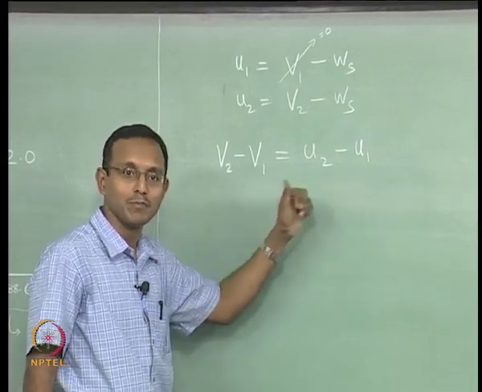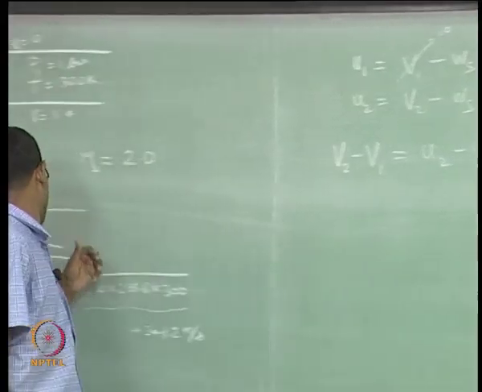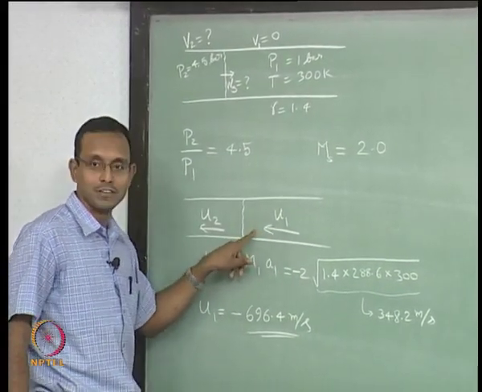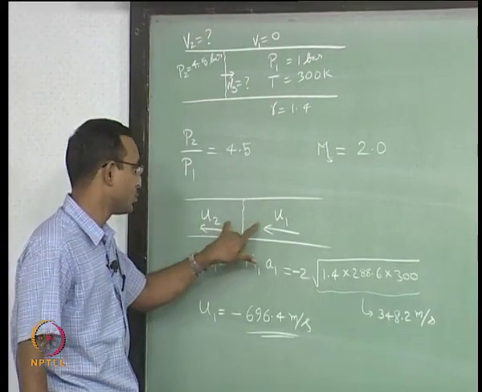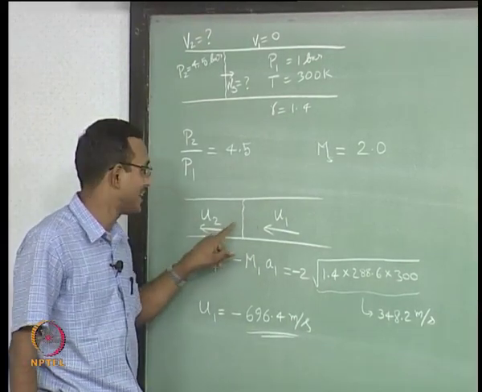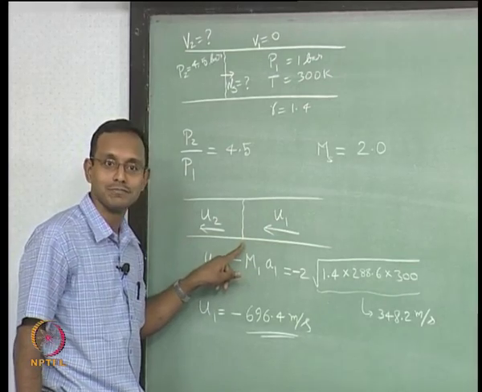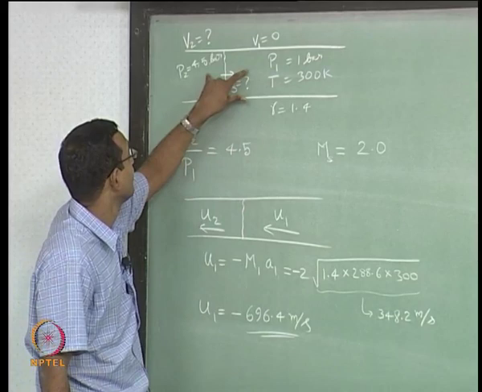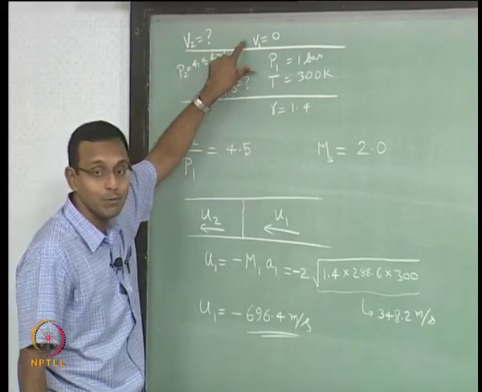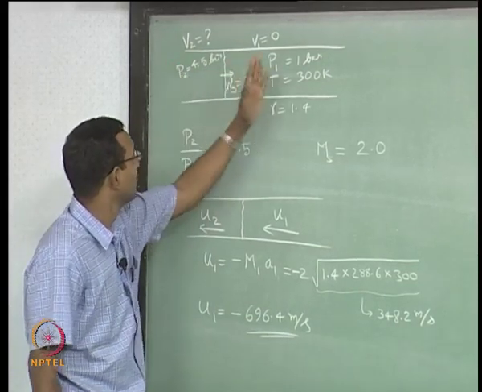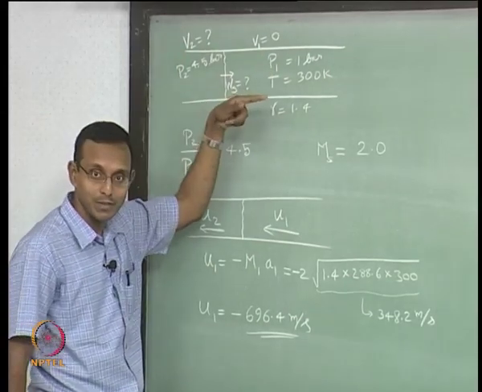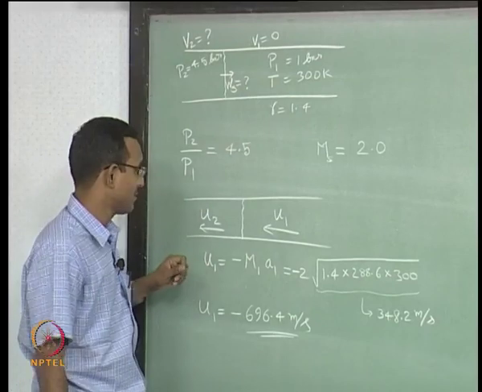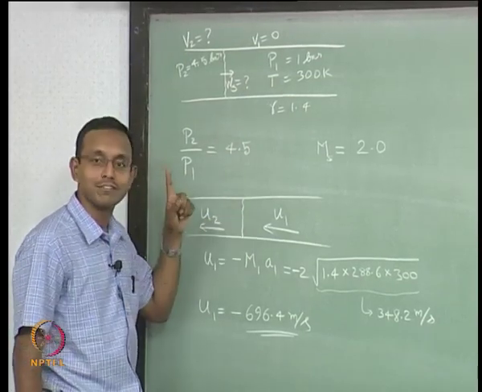If I picked u1 to be positive in the other picture, let us go back here. If I picked u1 to be positive here, then u1 minus u2 will be positive, because u2 should be less than u1 in a stationary shock condition. So u1 minus u2 will be positive, but in here v2 is greater than v1, because the shock is moving, that is what is telling the gas to move this way. So this will be positive velocity, v2 minus v1 is positive, and here u2 minus u1 is negative.